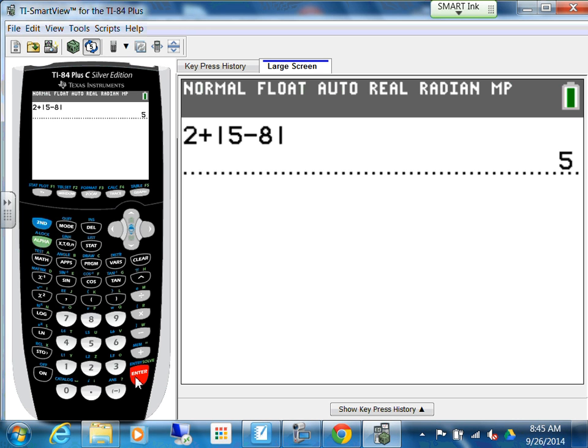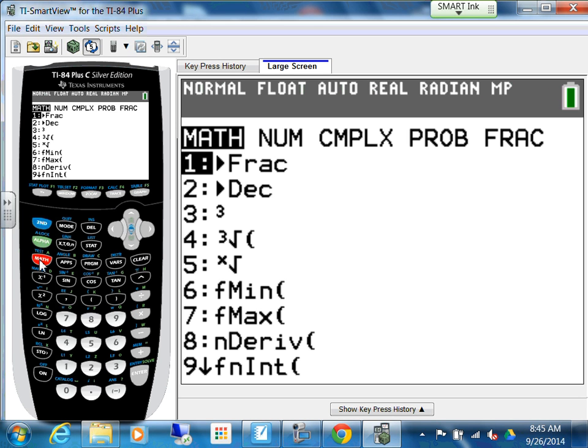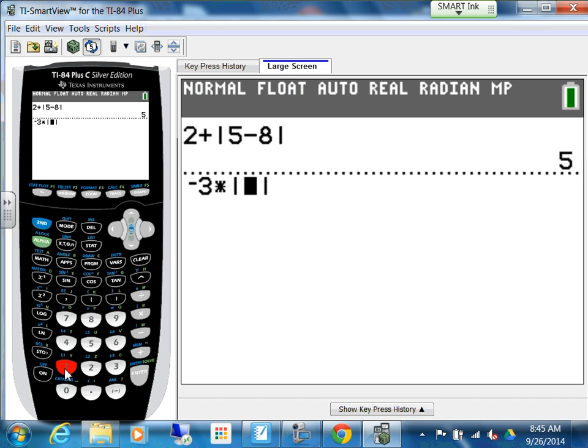Okay? Alright, so let's do problem number 5. It's -3 times, and then you have to get the absolute value bar up: math, right arrow key, number 1. There's nothing intuitive about that. There's nothing that says, oh, I know where it is. It's math, right arrow key, number 1. That makes perfect sense. It doesn't make any sense at all. You just have to remember where it is, okay?